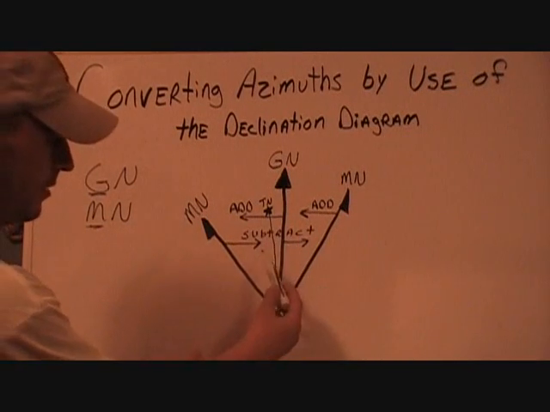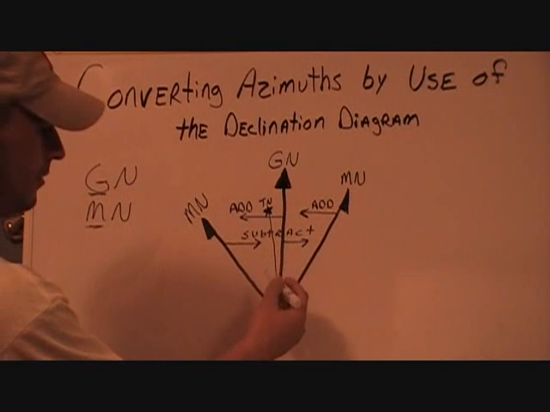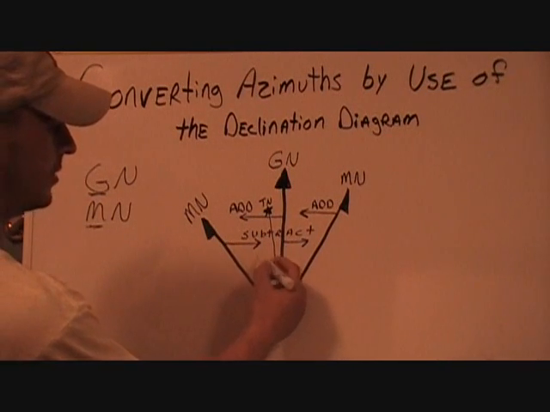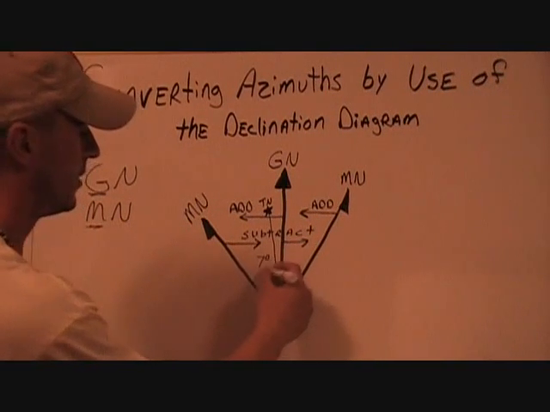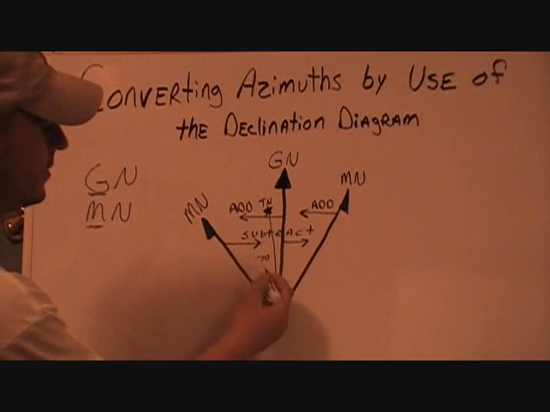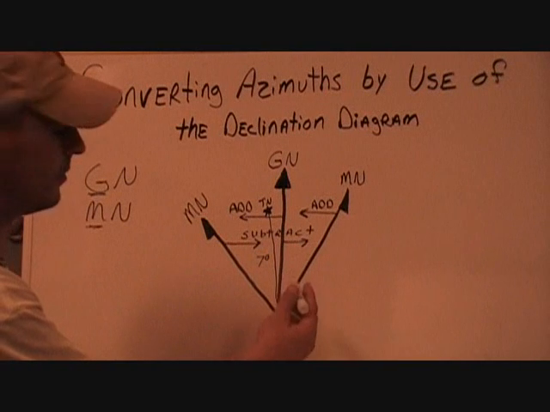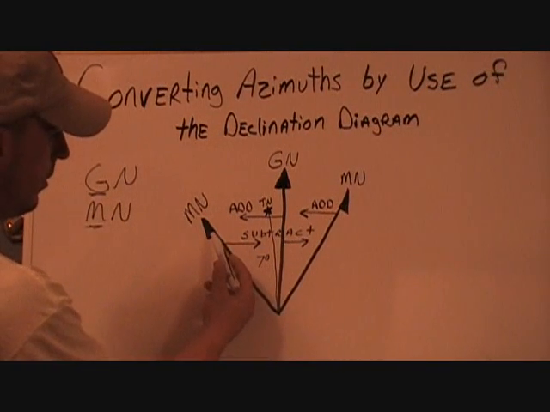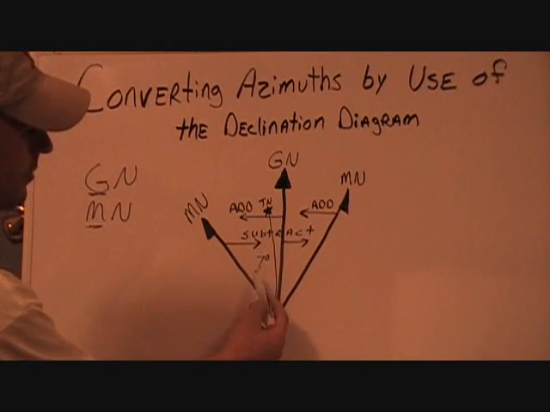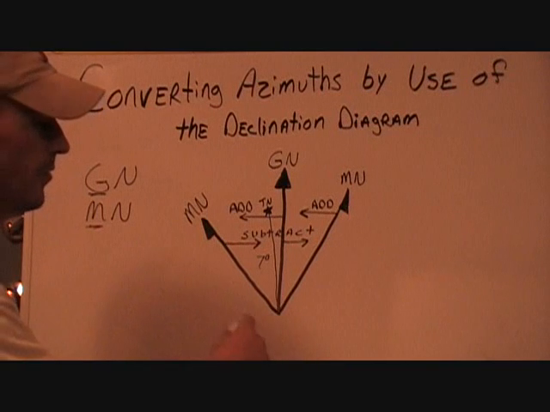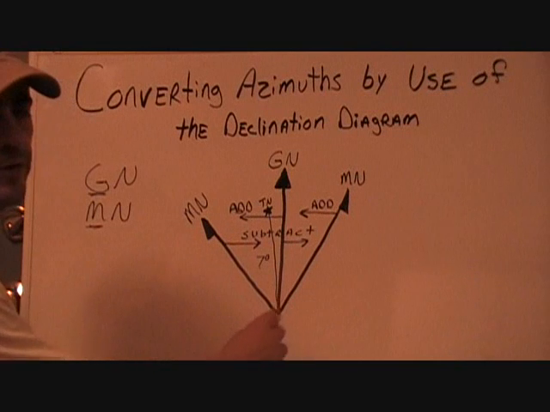So again, if your declination diagram shows it on the left hand side, whatever that degree is, I said it was 7 degrees on our map. So if it was 7 degrees different and it's on this side of the declination diagram, you're going to do exactly the opposite. So going from magnetic to grid, in this case, we're going to subtract that 7 degrees, and vice versa. Going from grid to magnetic, we're going to add that 7 degrees.